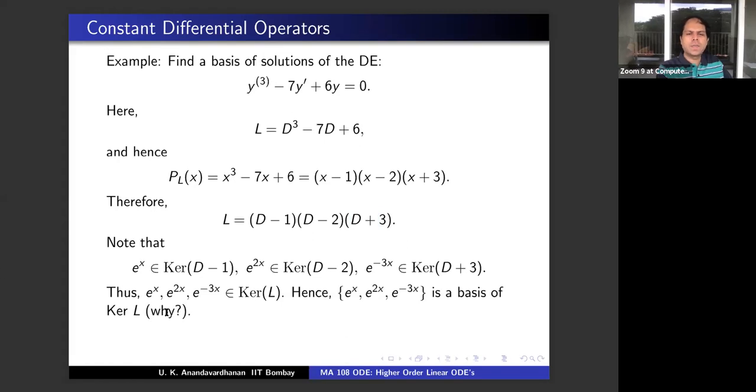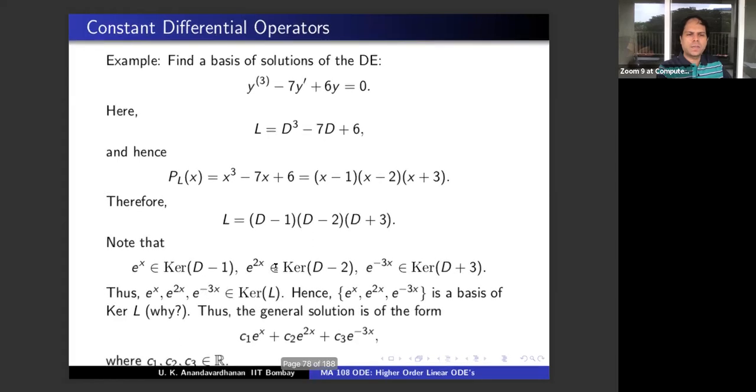Why is this a basis? Because of the differences of the coefficients, you can show that these are all linearly independent. How will you quickly show it? You write a times this plus b times this plus c times this is 0. Differentiate once, you will get something. Differentiate once more, and you can conclude; otherwise you know the Wronskian. The Wronskian is clearly non-zero. So that will do the job, and therefore the general solution is like this.